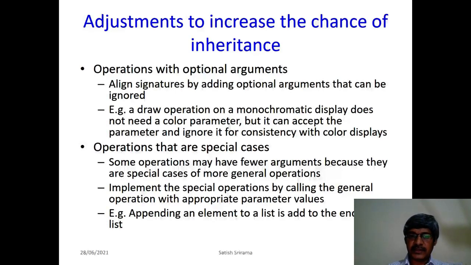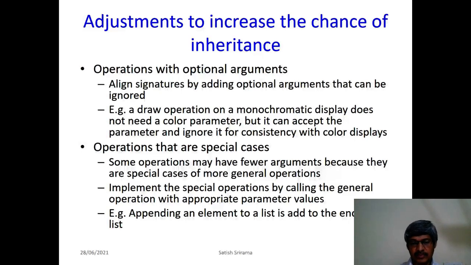That way, you have these two draw operations, you can have an inheritance hierarchy and move it into an upper level class, a superclass. That is one approach. The second adjustment that is possible is operations that are special cases. Some operations may have fewer arguments because they are special cases of more general operations.